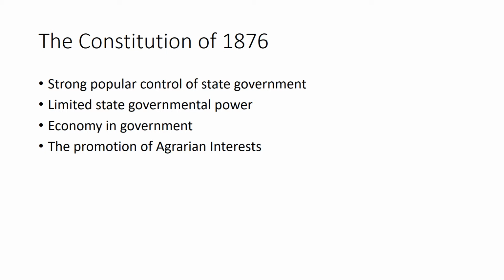Finally, it is important for you to note that the Constitution of 1876 was a painstakingly detailed and rigid document that placed many restrictions on government. In that sense, this Constitution was a significant departure from previous Texas constitutions as well as the U.S. Constitution.